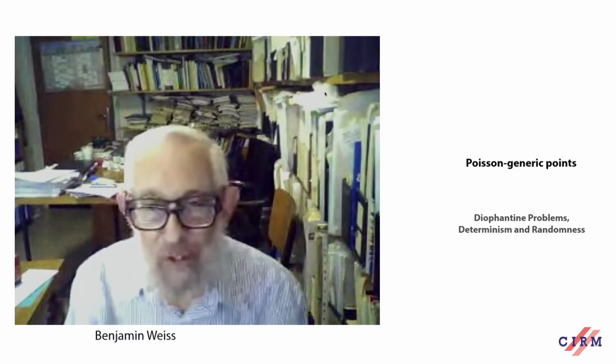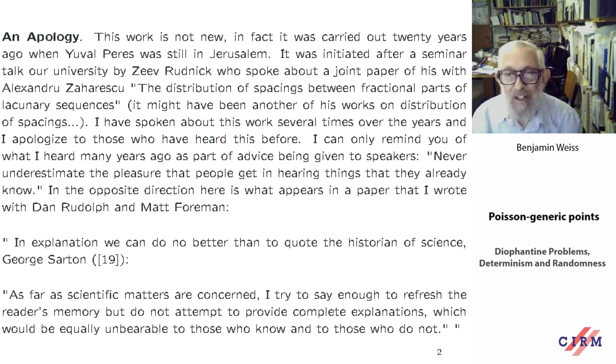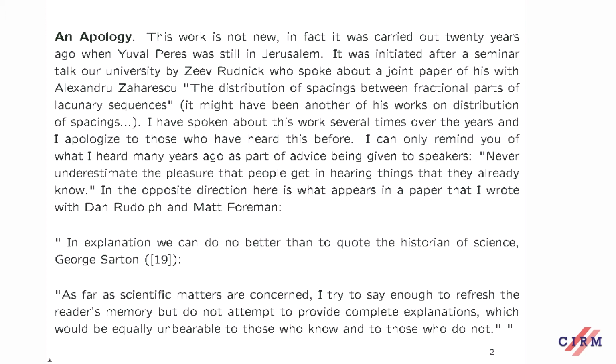The talk is based on joint work with Yuval Peres, and the next slide will explain a little more. The work is not new. We did this about 20 years ago, just before Yuval left Jerusalem for Berkeley. The trigger for this work was a talk at our seminar by Zeev Rudnick. He spoke about a joint paper of his with Alexandru Zaharescu on the distribution of spacings between fractional parts of lacunary sequences. It might have been some other work of his on distribution of spacings. My memory is not that good.